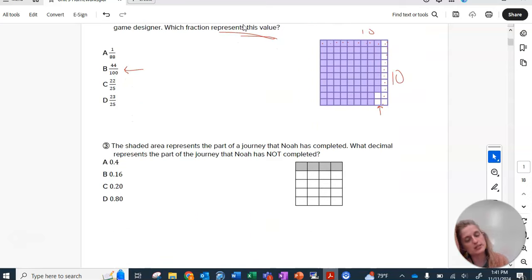The shaded area represents the part of the journey that Noah has completed. Which decimal represents the part that is not completed? This is what I was talking about. You've got to read carefully.